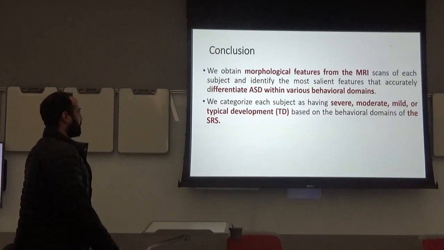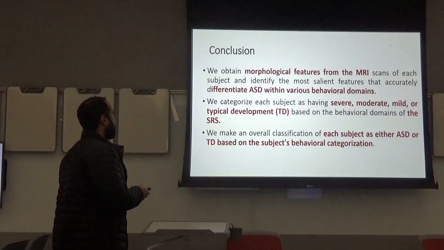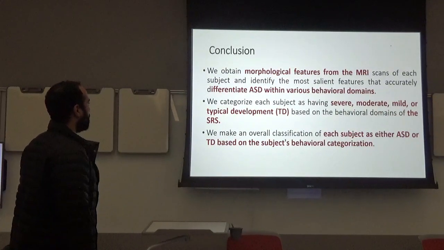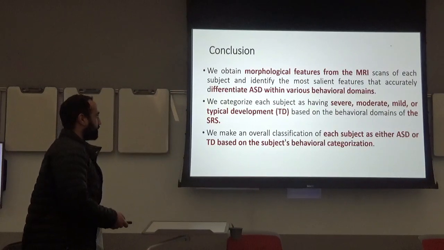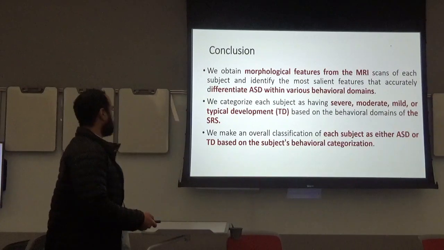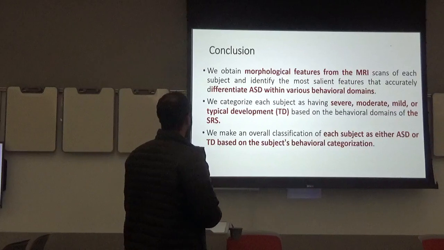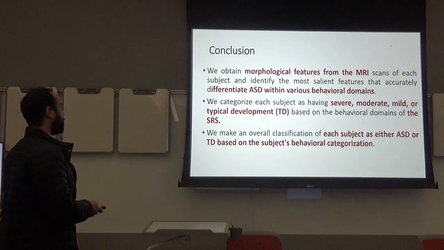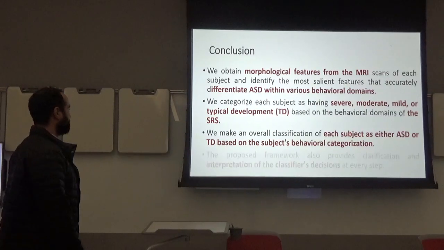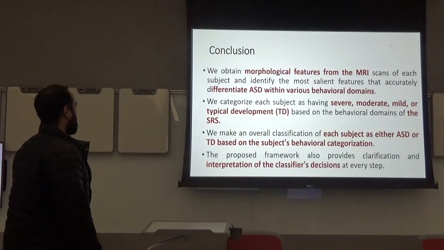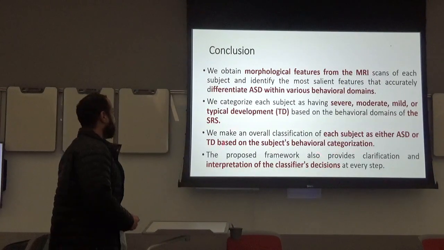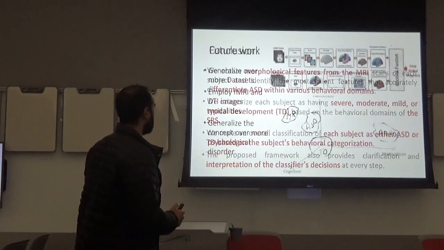And then the conclusion of the second work: we were actually able to find the morphological feature set to diagnose ASD. We were able to categorize subjects into different severity scores and different behaviors, and we are able to aggregate those decisions into the overall classification, whether ASD or DD. Our proposed framework doesn't only diagnose, but also explains and interprets the results.